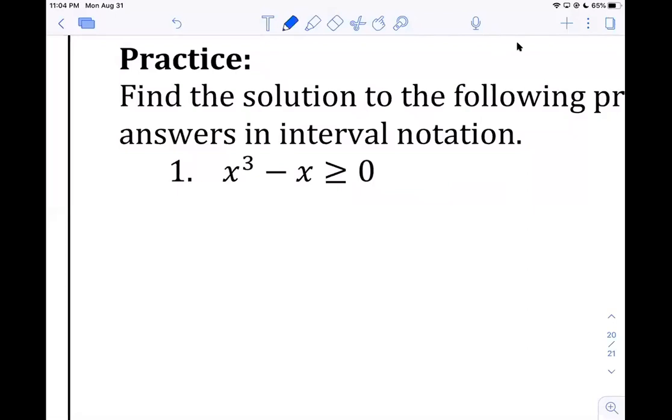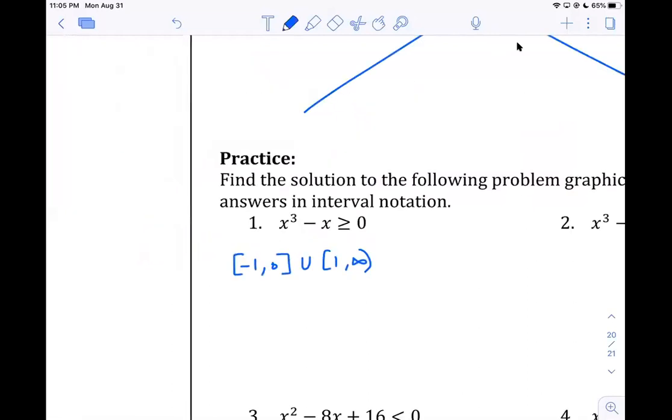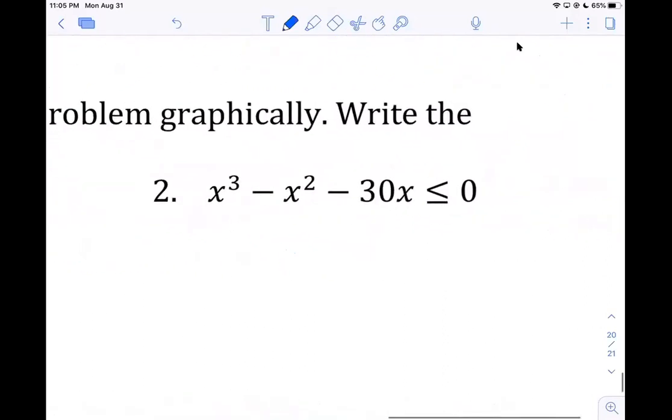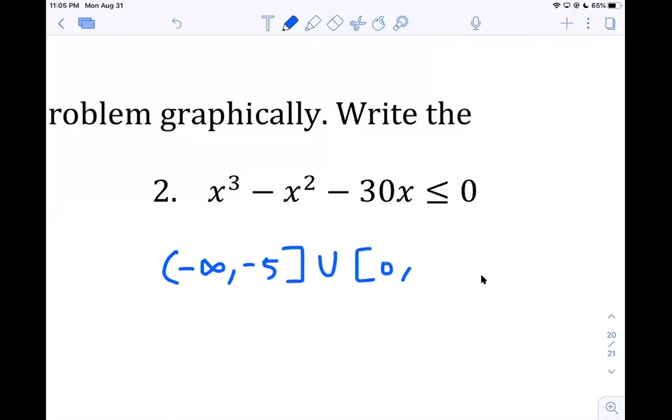All right, this answer is -1 to 0, union 1 to infinity. Did you get that right? All right, let's try number 2. Go ahead and pause the video and give this one a try. So the answer is negative infinity to -5, included, union 0 to 6. So the question is, where is it below or equal to the x-axis?